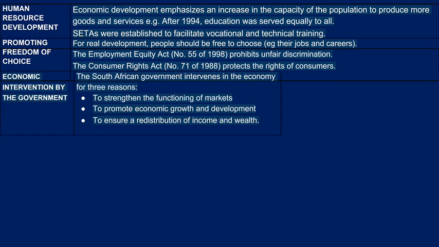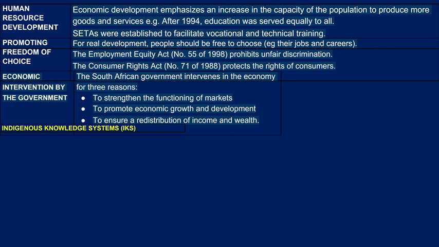Economic intervention by the government. The South African government intervenes in the economy for three reasons. Number one, to strengthen the functioning of markets. Secondly, to promote economic growth and development. And lastly, to ensure a redistribution of income and wealth. Right.